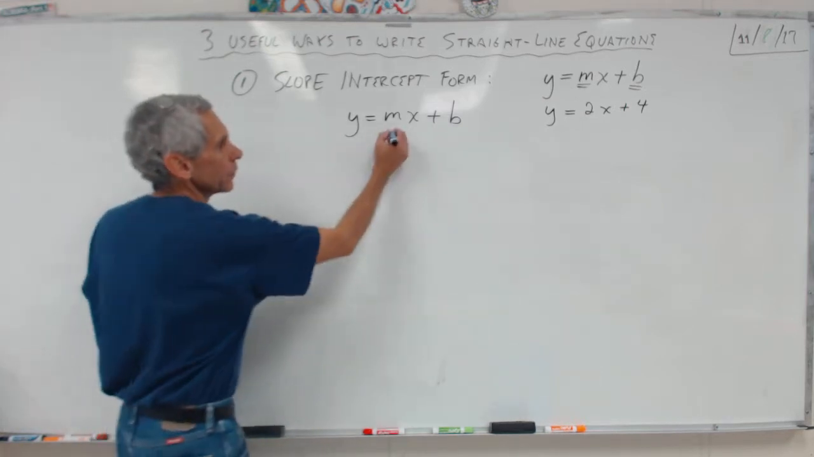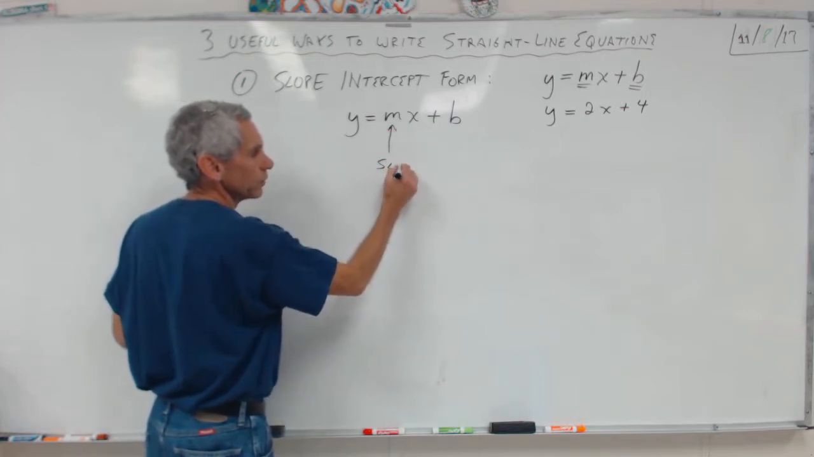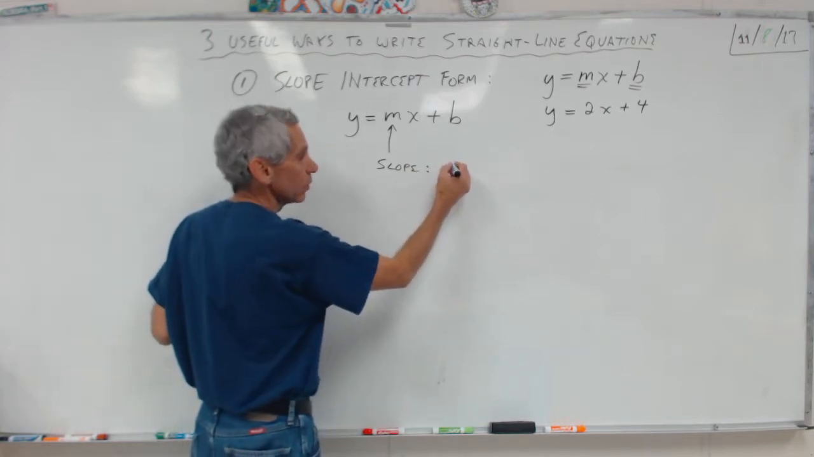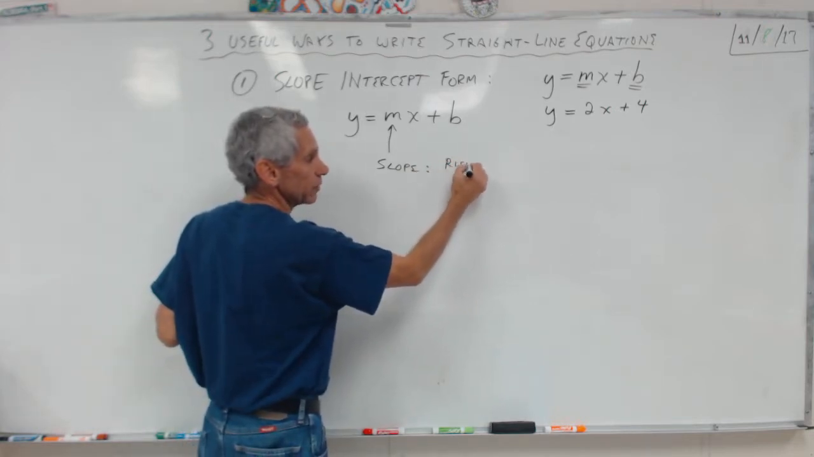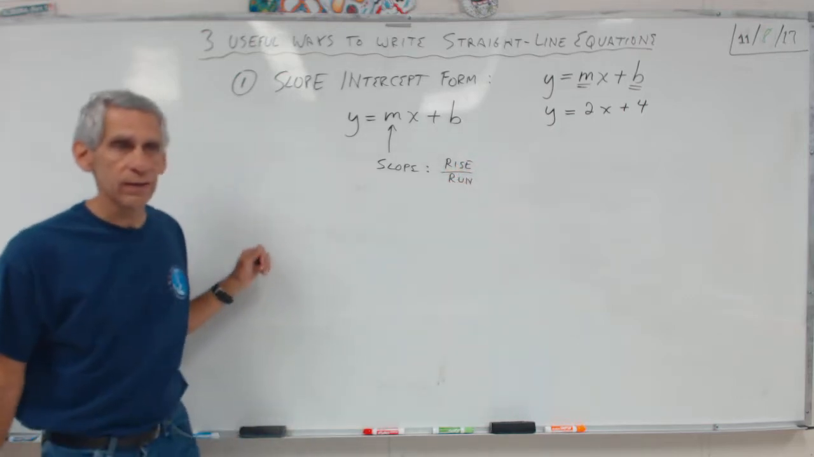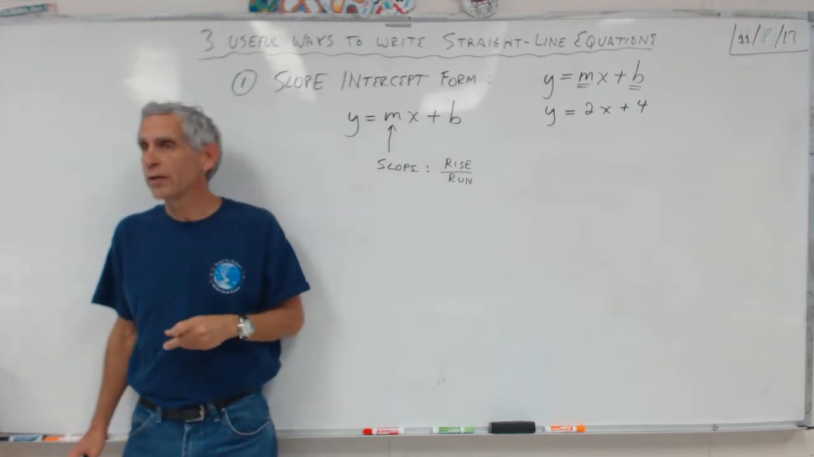So the m is the slope. And slope is rise over run. It's a fraction. Rise over run. That is a fraction, okay? Make sure you guys get this, it's really important. Slope is rise over run.